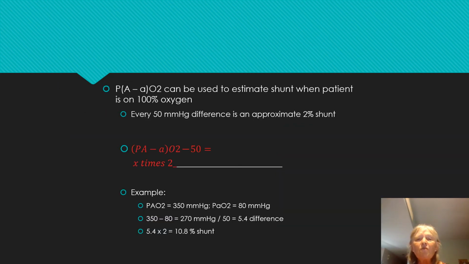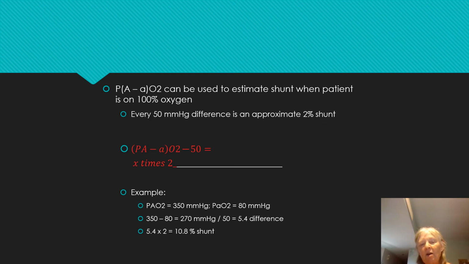Now, there are different formulas that you're going to see on how we estimate shunts, okay? This is one that wasn't Egan's at one time. There's actually a new one with Egan's. I'll tell you what it is shortly. But you can take your A-a difference or A-a gradient, as long as the patient's on 100% oxygen, and do an estimated shunt, okay? On this particular formula, you just take that difference, divide it by 50, whatever the answer is, multiply by 2, and that gives you the approximate shunt.